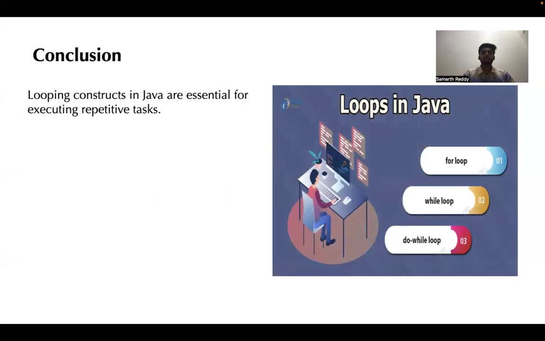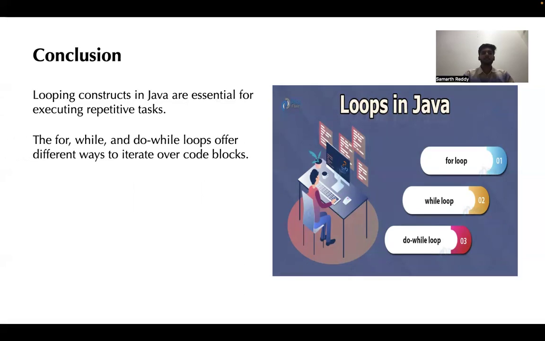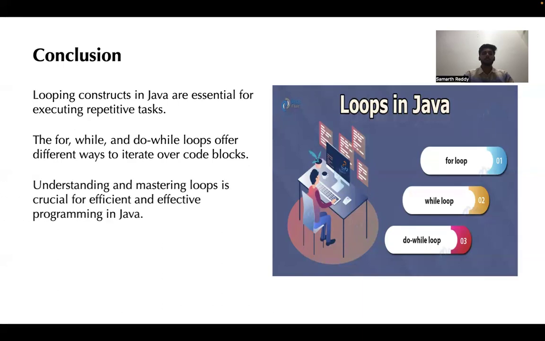Conclusion. Looping constructs in Java are essential for executing repetitive tasks. The for loop, while loop, and do while loops offer different ways to iterate over code blocks. Understanding and mastering loops is crucial for efficient and effective programming in Java.